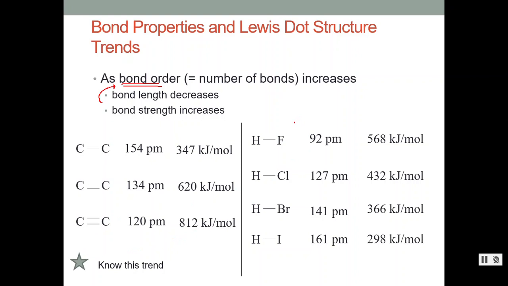You should also know that when comparing bond lengths and energies with hydrogen and different halogens, as your halogen size gets larger, the distance of that bond increases, and therefore the bond strength decreases. So you should know the trend with regards to bond order and with regards to bond length and bond strength.